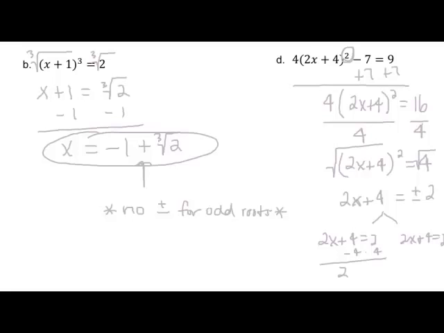So the first one, we're going to subtract 4 from both sides. So 2x equals negative 2. So x equals negative 1. And for our second solution, again, we're going to subtract 4 from both sides. So we get 2x equals negative 6. We divide by 2, x equals negative 3. So our two solutions are x equals negative 1, x equals negative 3.